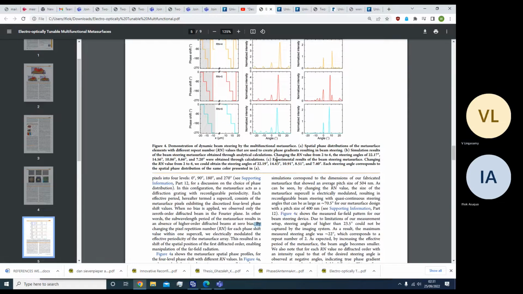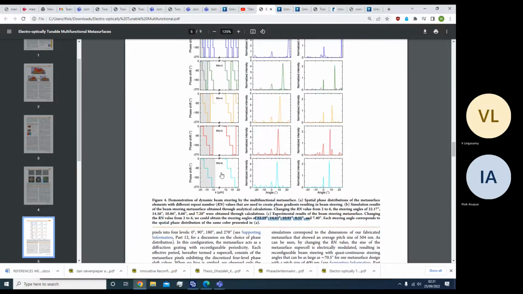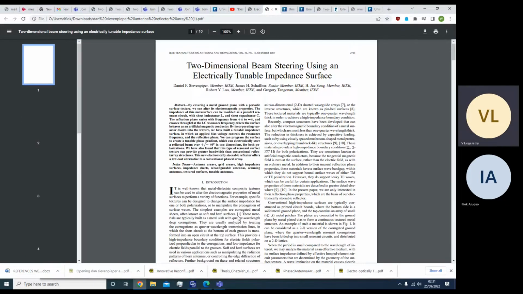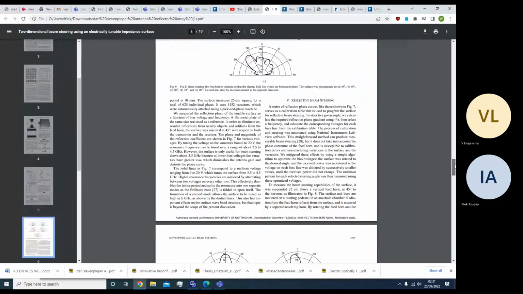I'm coming. Each experimental result of the beam steering metasurface, changing the RM value from 2 to 6, we can obtain the steering angles of this. Yes. Each steering angle corresponds to the special phase distribution of the same color presented in A. Correct. Yes. Good. I like going step by step to explain myself. Why I'm asking this now, phase distribution of this paper.